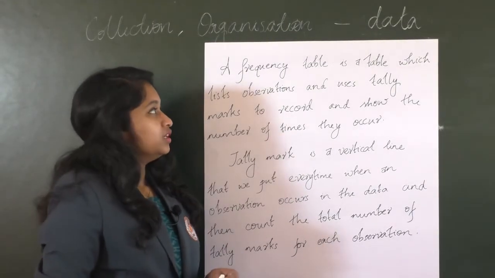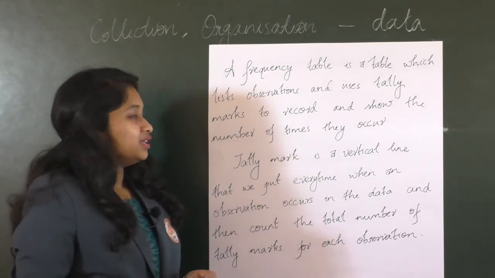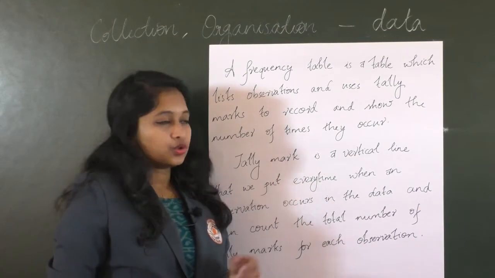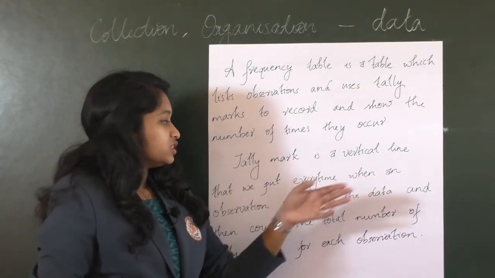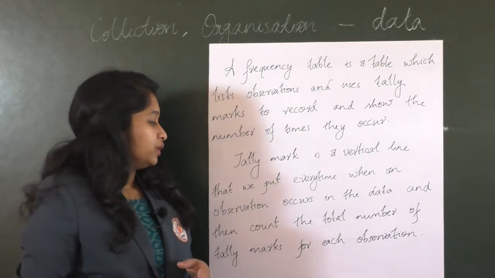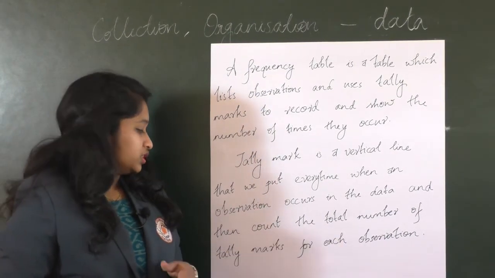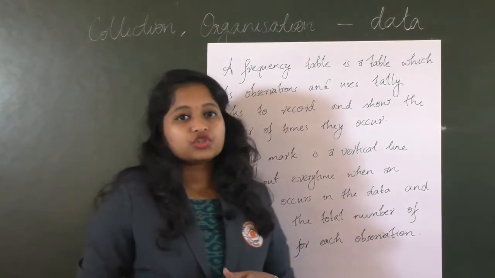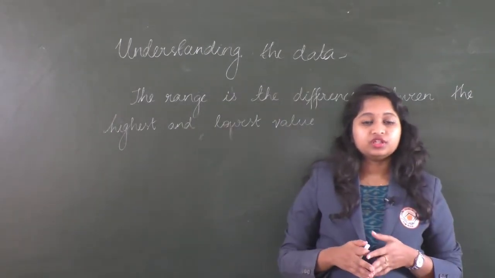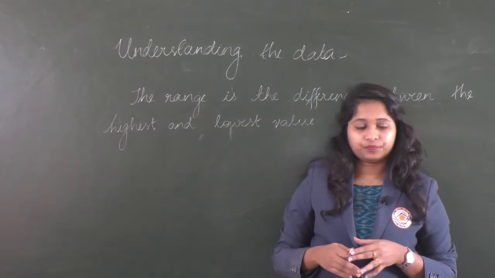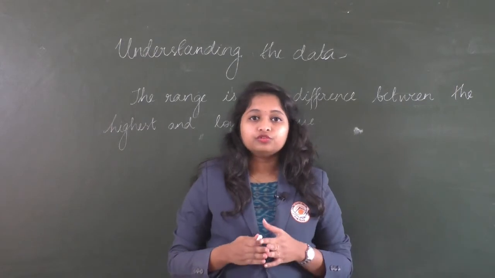A frequency table is a table which lists observations and uses tally marks to record and show the number of times they occur. Tally mark is a vertical line that we put every time when an observation occurs in the data, and then count the total number of tally marks for each observation. After collecting and organizing the data, it is necessary to understand the data. So, to understand the data, we should find a single value for the whole data.